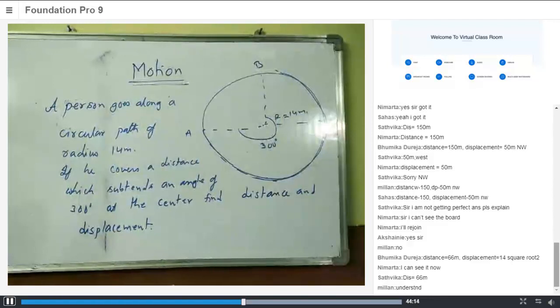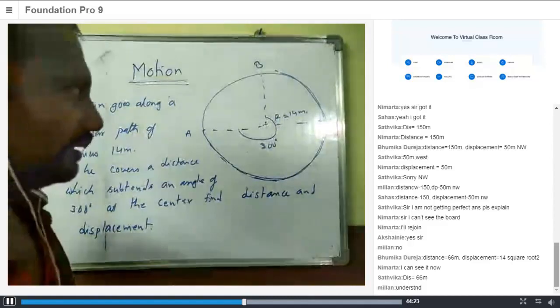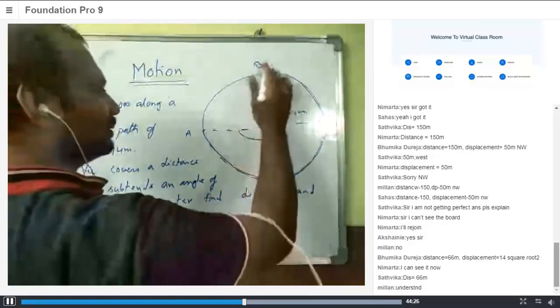Distance 66, displacement 14 square root 2. I'm not sure. Bhumika, I think there is a small mistake in it. Can you redo it?